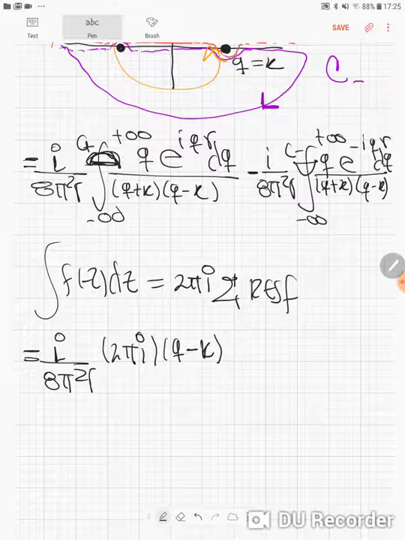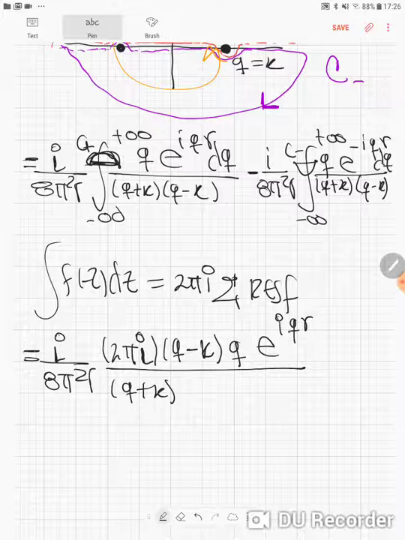Since there's only one pole, I just use this q minus k, but I don't use q plus k, because the first contour does not contain q equals minus k as a pole, so it only contains q equals k as a pole. So this is one of the tricks. Okay, and this is times q times e to the I qr divided by q plus k, q minus k, everything evaluated at q equals k.